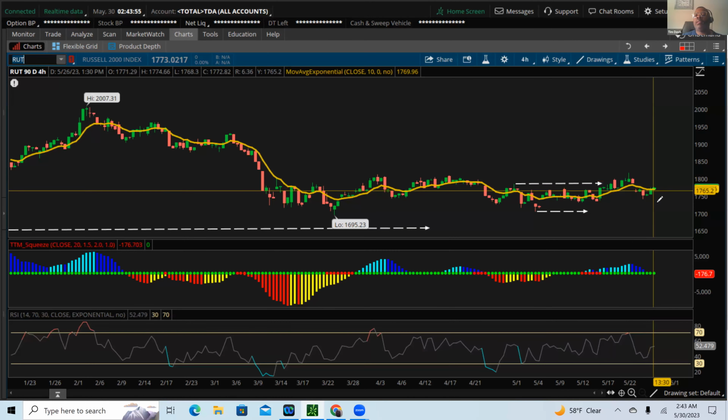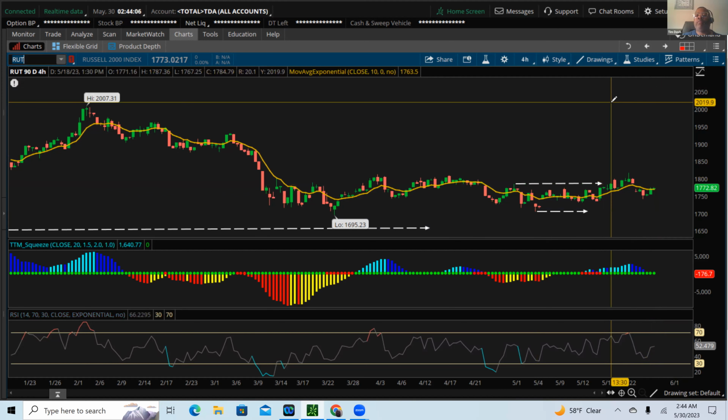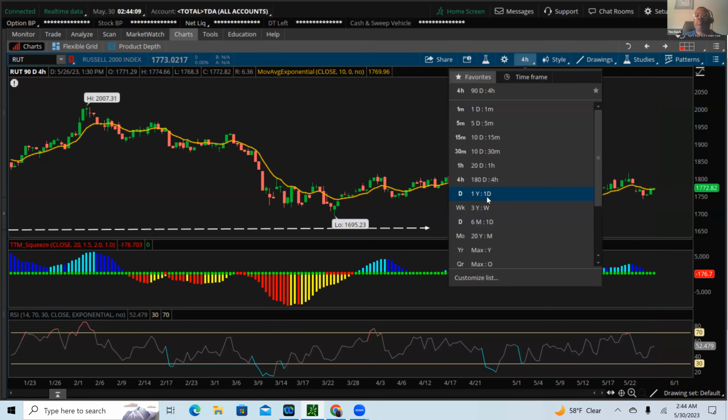In the 4-hour chart, it's struggling just to get back above its 20 period moving average. Like it's trying to peter out right there. We could get a little rally. If we get a little rally everywhere else, we'd probably see a little rally in the Russell, but it's the weakest rally of all.